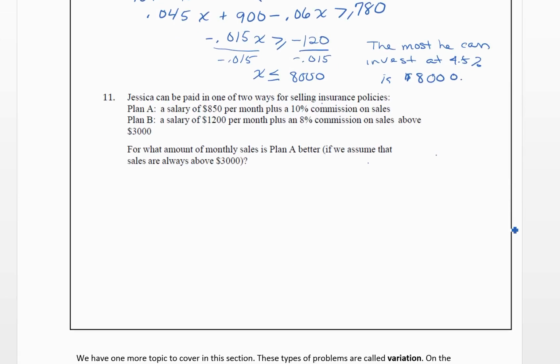So it says, Jessica can be paid in one of two ways for selling insurance policies. Plan A, she gets $750 per month plus a 10% commission on sales. And Plan B, $1,200 per month plus an 8% commission on sales above $3,000. Okay, so we want to find out for what amount of sales is Plan A better. So we're going to let X be her amount of sales in 1 month.